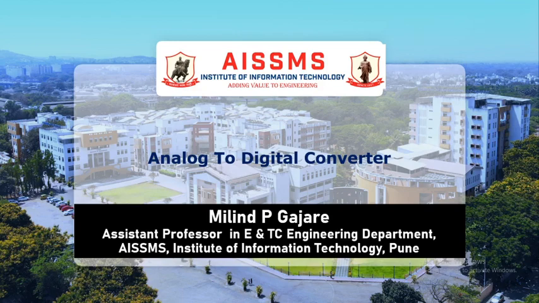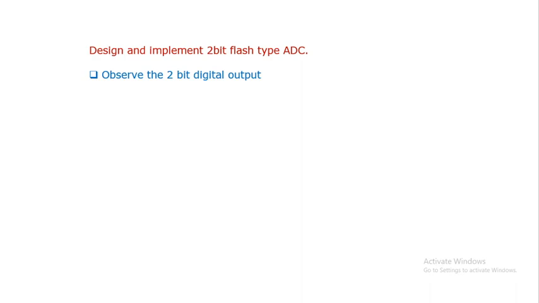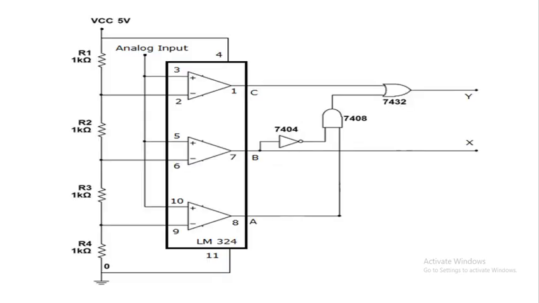Hello all. In this presentation, I will discuss the analog to digital converter, like the 2-bit flash type of ADC, and we will demonstrate it in the Multisim software and observe the output of the 2-bit digital flash type of ADC. So this is a circuit diagram of a 2-bit flash type of ADC.